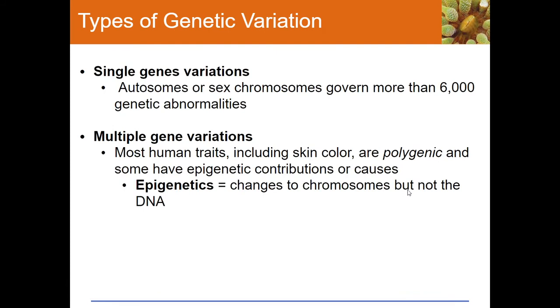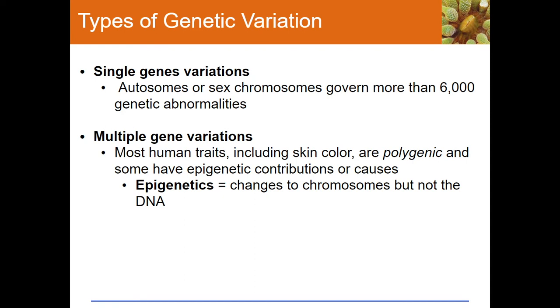Okay, so there are different types of genetic variation. There are single gene variations. An autosome, which is chromosome 1 through 22, or a sex chromosome, the 23rd chromosome, governs more than 6,000 genetic abnormalities. Whew, that's a lot. Many of these are what you reported on. Multiple gene variations: most human traits, including skin color, are polygenic and have some epigenetic contributions or causes.